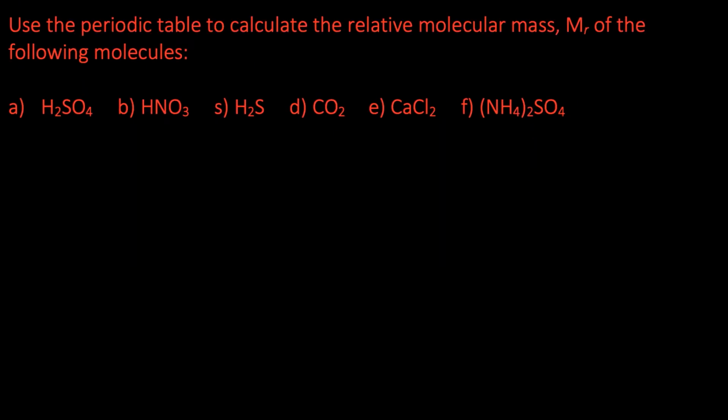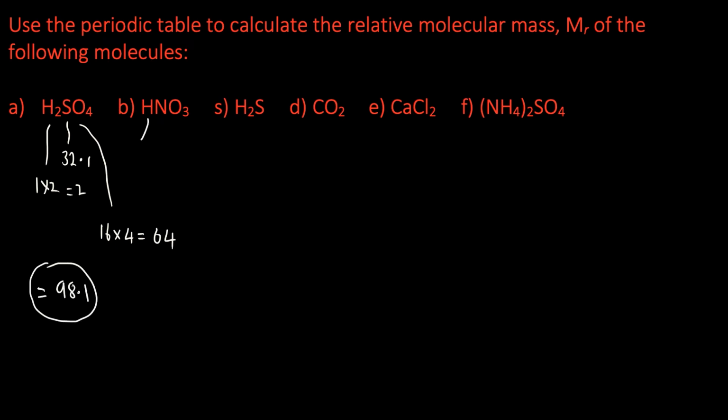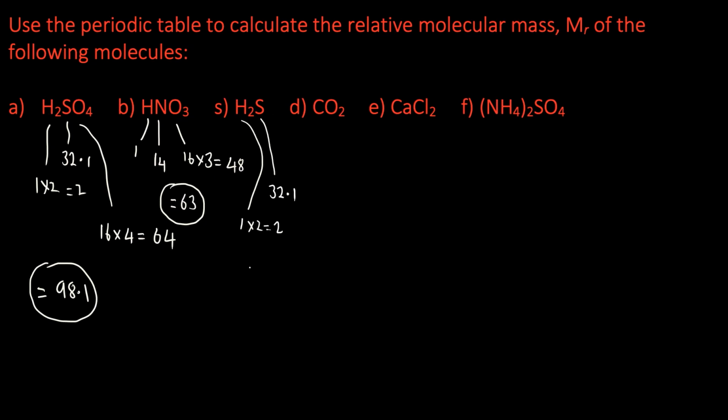Hydrogen has a mass of 1 and there are two of them. Sulfur is 32.1. Oxygen is 16 and there are four of them. Add up the masses and you get 98.1. With B, again, hydrogen has a mass of 1, nitrogen has a mass of 14, oxygen is 16 and there are three of them. Add them up and the answer is 63. In C, we have hydrogen and there are two of them, and one sulfur. Add up the masses and it's 34.1. D, carbon has a mass of 12 and oxygen is 16 and there are two of them. Add them up and the answer is 44.